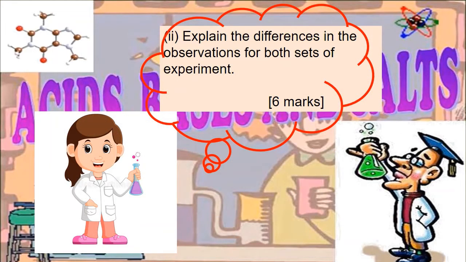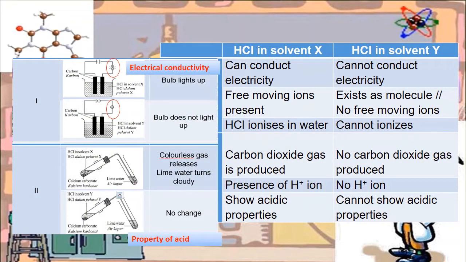Explain the differences in the observations for both sets of experiments. For set 1, it is shown that hydrogen chloride in solvent X can conduct electricity. There are free-moving ions present. Hydrogen chloride ionizes in water. However, hydrogen chloride in solvent Y cannot conduct electricity. Hydrogen chloride exists as molecules, no free-moving ions are present, and hydrogen chloride cannot ionize.